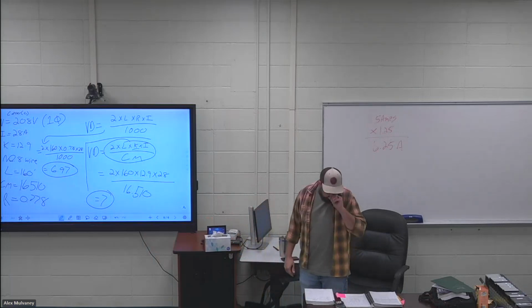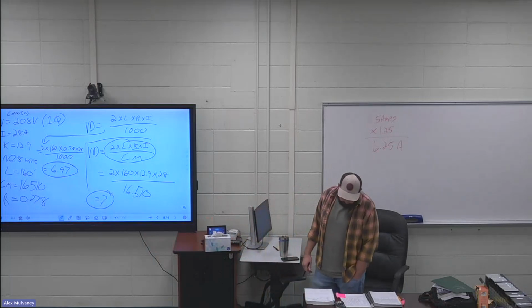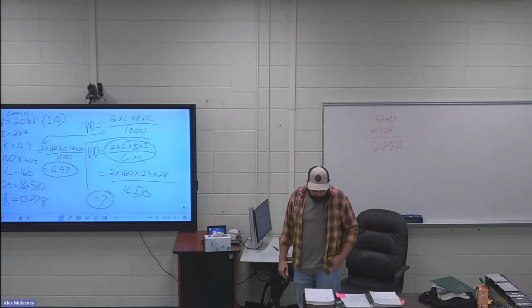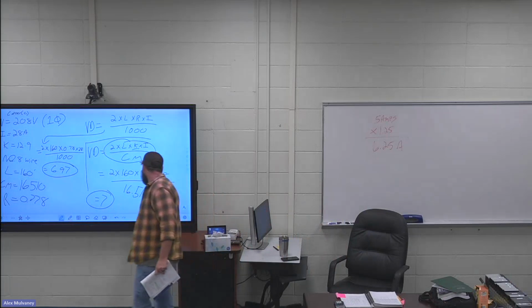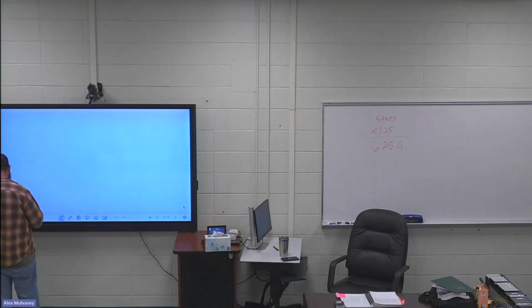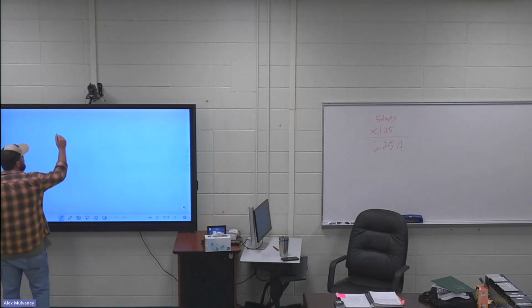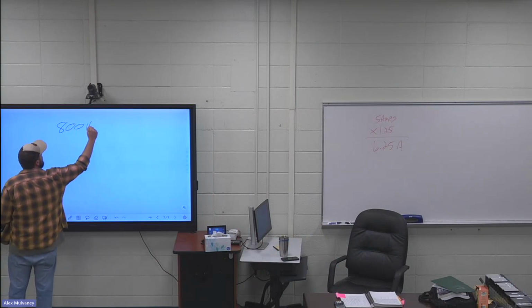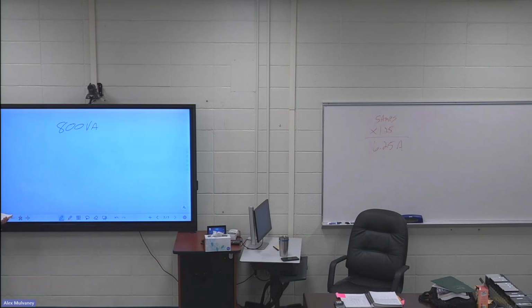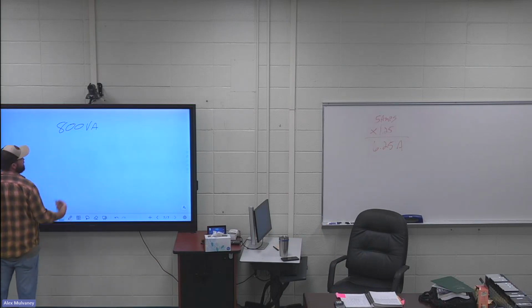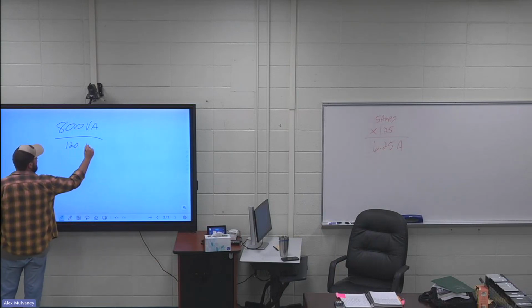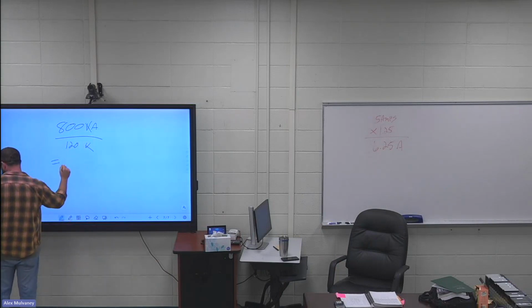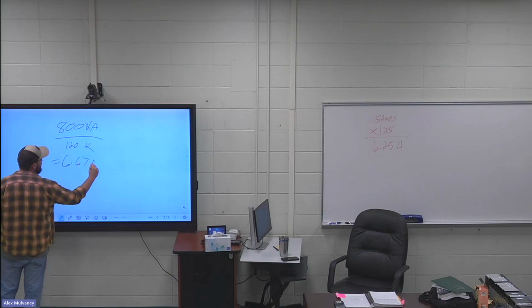2 is D. Number 3, the ampacity of 120 volt single phase load rated at 800 volt amps is 6.67 amps. So all I'm doing is taking my 800 volt amps, and what does it want me to know? It wants me to know the amperage. So what do I have to divide out of volt amps to just have the amperage? The voltage. So what's my voltage of this? 120 volts. My voltage cancels out, and that gives me 6.67 amps.